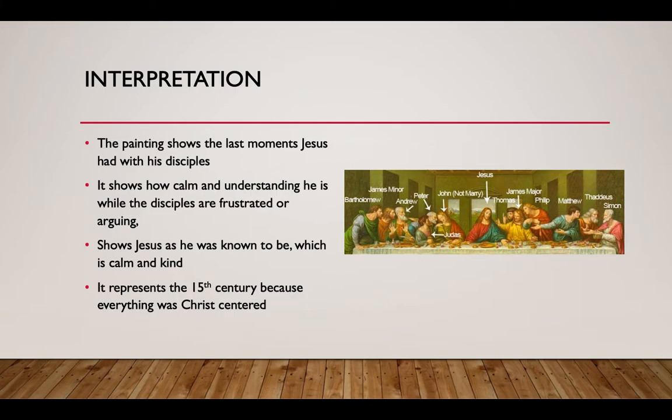The painting shows the last moments Jesus had with his disciples. It was in this moment that he had just told them that one of them would betray him. This is why Jesus looks so calm and the disciples are so distraught. This allows for Jesus to be seen as he's known, which is kind and serene. It can also be interpreted as Christ-centered peace, which reflects on the time era.